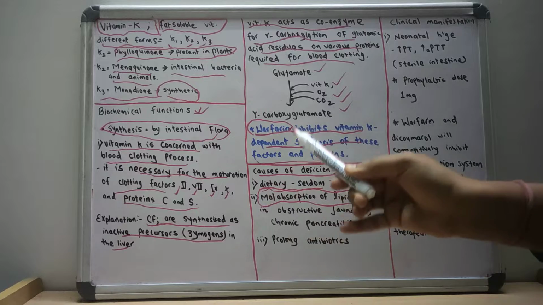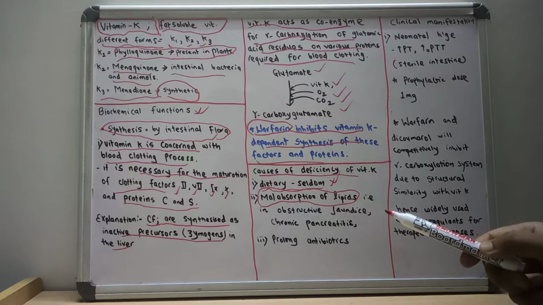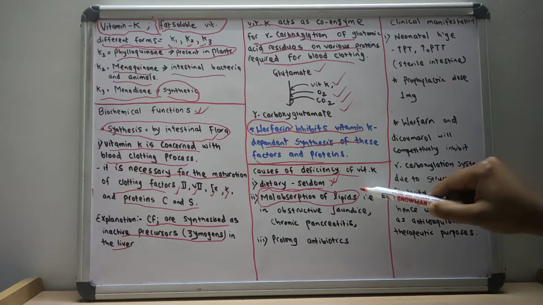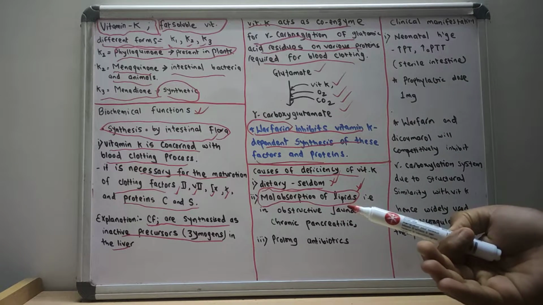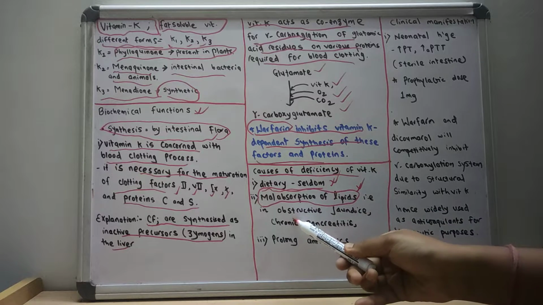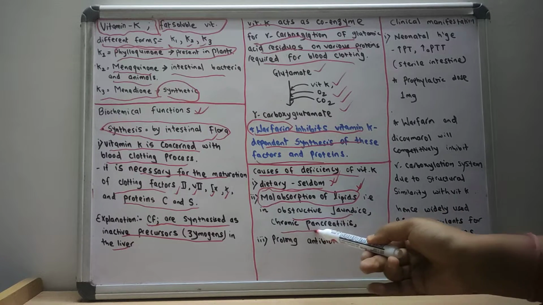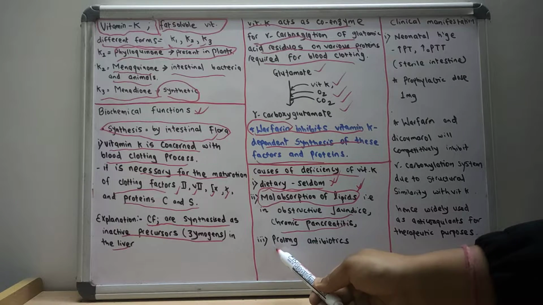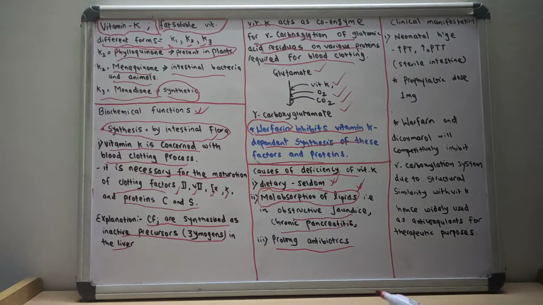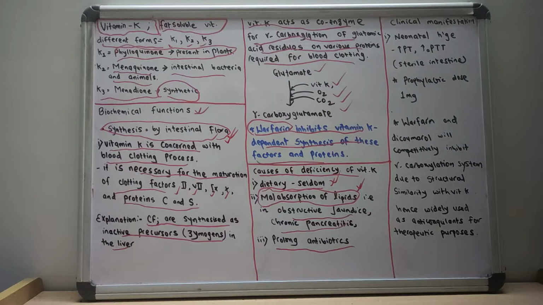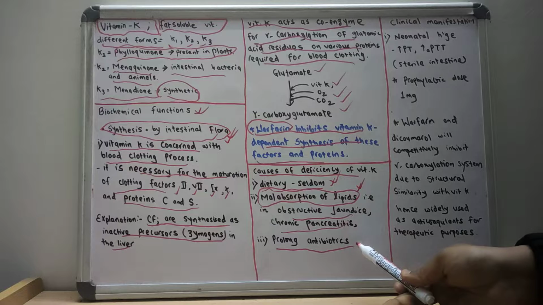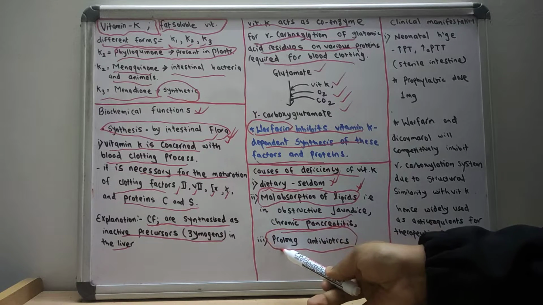As you know, vitamin K is a fat soluble vitamin, and the absorption of vitamin K occurs through the lipids. If there is malabsorption of lipids, then there obviously will be vitamin K deficiency, like in the conditions obstructive jaundice and chronic pancreatitis. There also could be prolonged use of antibiotics. If there is prolonged use of antibiotics, then the natural flora of the intestine will be lost, and there will be no synthesis of vitamin K by the intestinal flora.